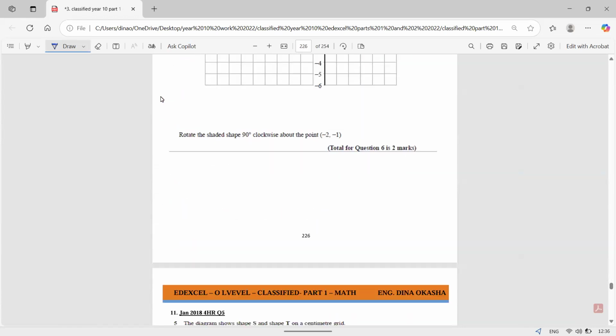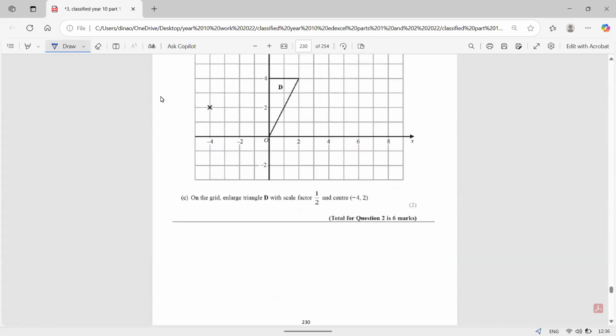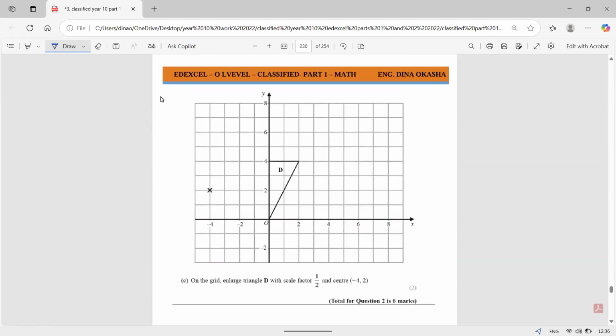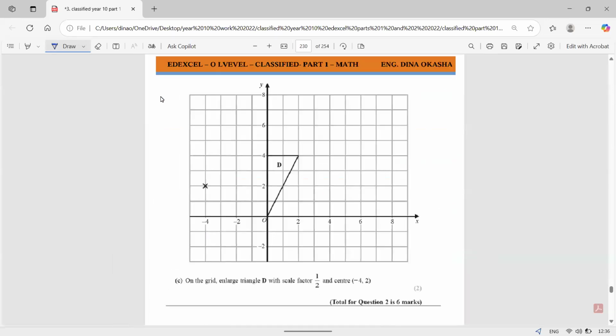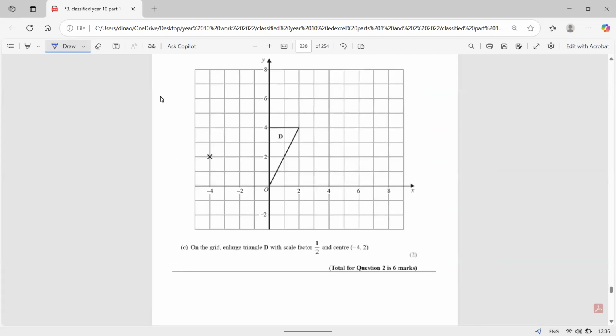I just saw one. Where did it go? There it is. Let's look at the page. Let's just check the question and see whether you understand what's going on. Here it says on the grid. Let's do the steps all over again.